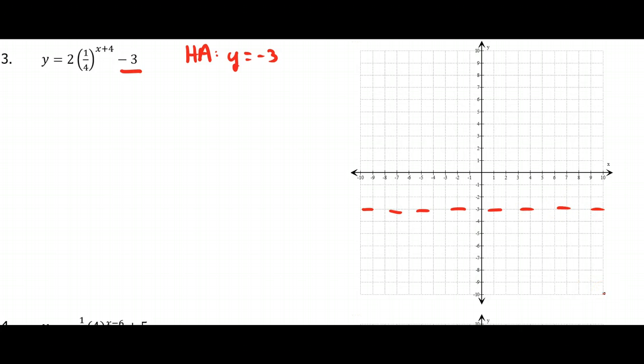Okay. Next thing I'm going to look at is the shape of my graph. I have an a value that's positive, a b value that's less than 1. That means I'm going to have positive decay for this graph here. Positive decay again looks like this. Your graph's going to be above your asymptote, but your y values are getting smaller, they're decaying.